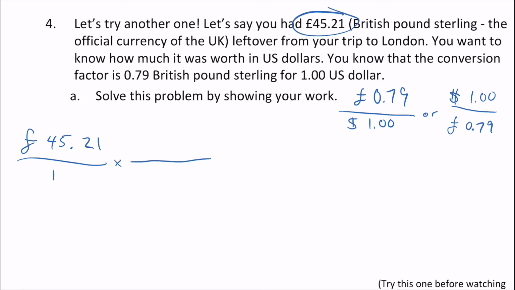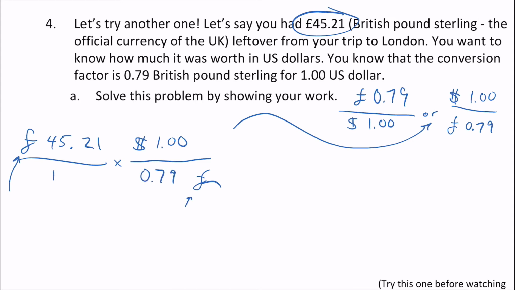And now we need to figure out what's going to go on the bottom. So if you take a look here, this is the unit that's on the top, so we're going to have that unit on the bottom. With that, we're going to have the dollar on the top. Okay, so we know that it's $1 from our conversion factor over here. And then on the bottom, it'll be 0.79.